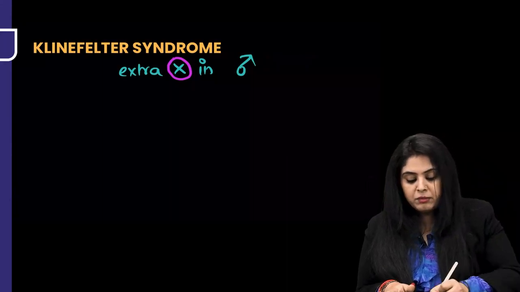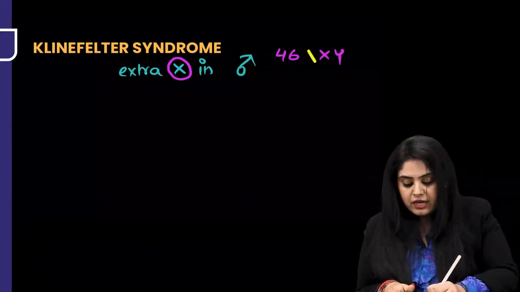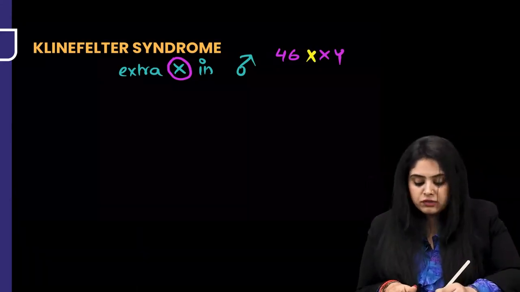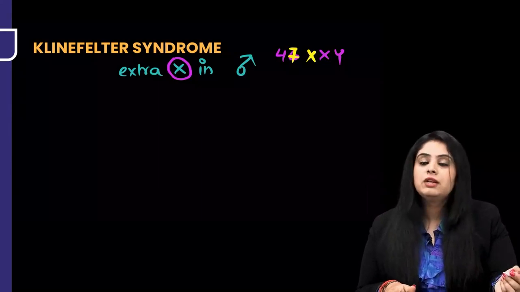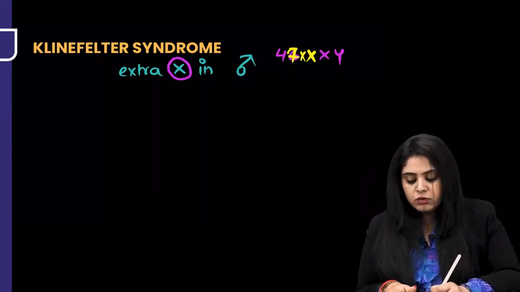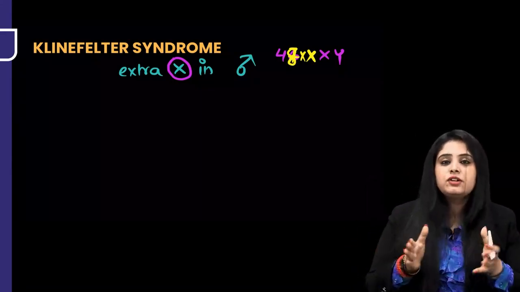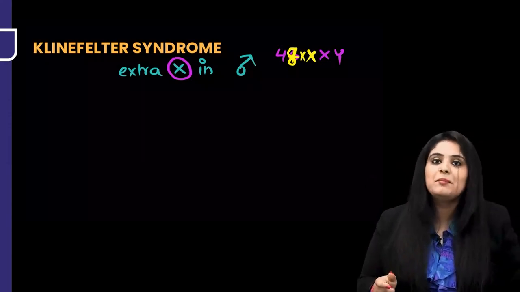So that means normally if a man was 46XY, and I am adding an extra X chromosome, the total will also change. It will now become 47XXY. If I had added 2 X chromosomes, I would have made it 48XXXY. So basically, as many extras as you add, don't forget to change the total number also.